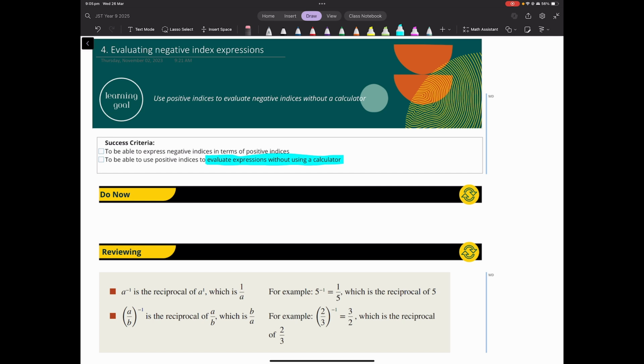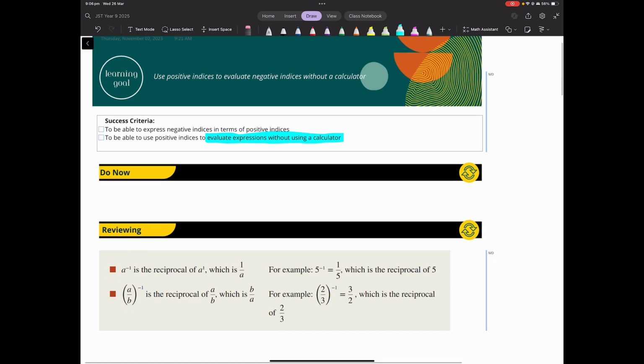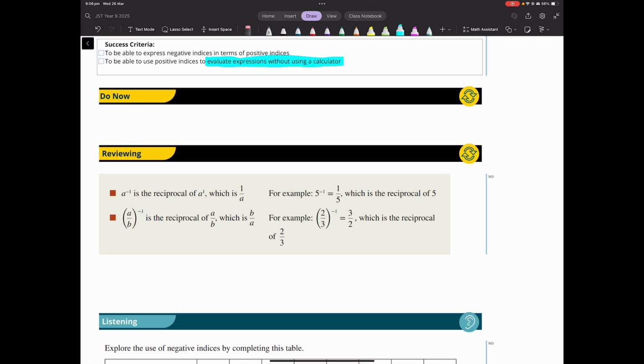So we're going to focus on expressions here that just include numbers, and we're going to actually work out what everything is equal to. Here's a little recap of everything about negative indices. Remember, if we have a negative index, we can turn the index positive and stick it in the denominator of a fraction, or we could go the other way around.